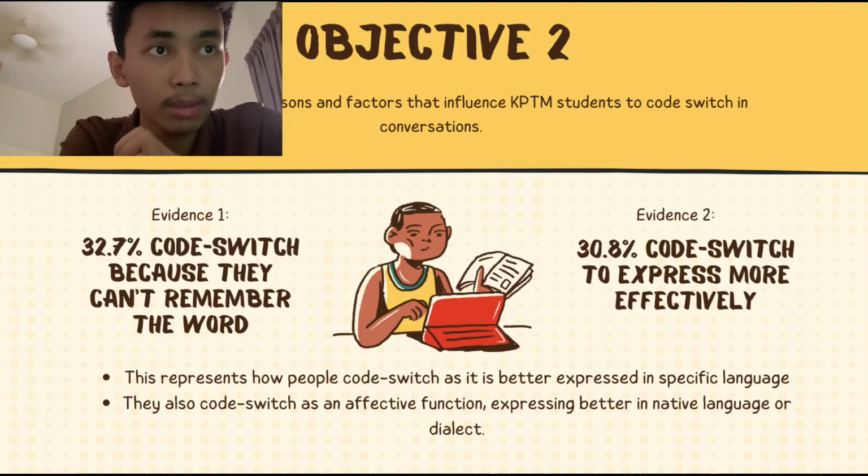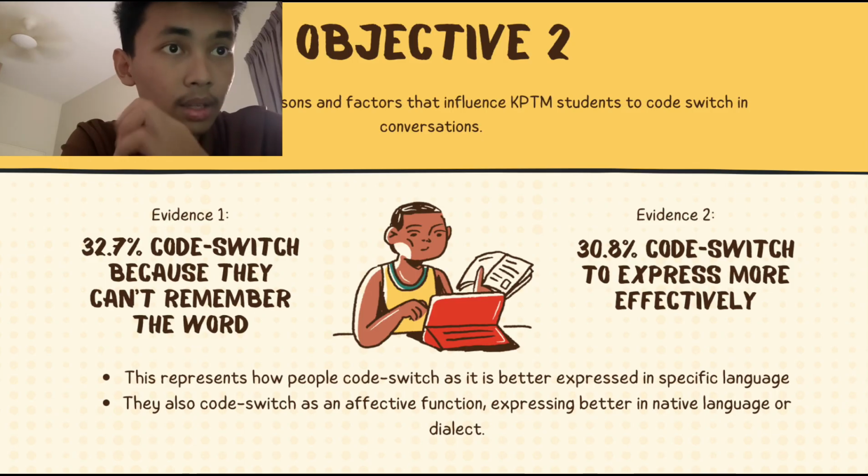Meanwhile, 30.8% of students code switch to express themselves more effectively. This means that certain feelings or expressions are easier to communicate in another language. For example, some emotions or ideas might sound more natural or powerful when said in their native language.